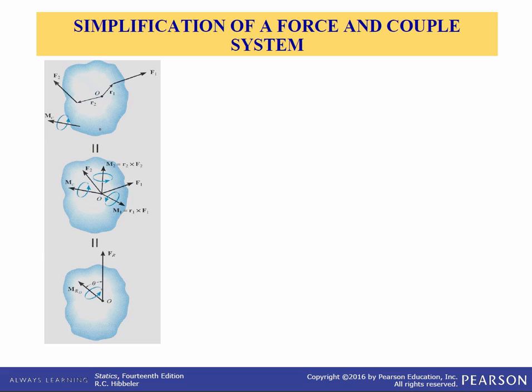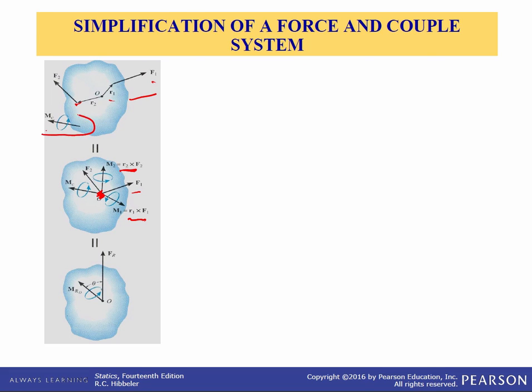A system of several forces and couple moments acting on a body can be reduced to one single resultant force acting on the body at point O and a resultant couple moment. So as you can see here, this force F1 can be moved to the origin, or point O rather, as long as we include the moment that was due to that initial force, and that moment of course is R1 cross F1. So we can do that for all the forces on here, and you can see that we've moved F2 over to O, but we've included that moment that was due to F2 originally, R2 cross F2.